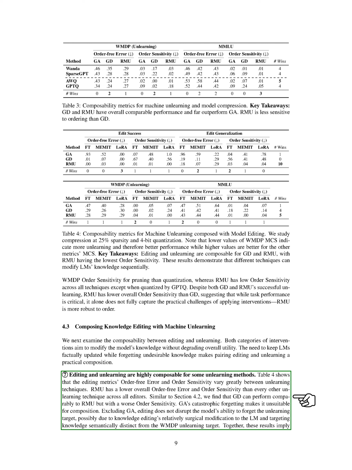GD performs similarly to RMU but with a higher order sensitivity. GA's tendency for catastrophic forgetting makes it unsuitable for composition. Editing does not disrupt the model's ability to forget the unlearning target, possibly due to its precise modifications and targeting of semantically distinct knowledge.